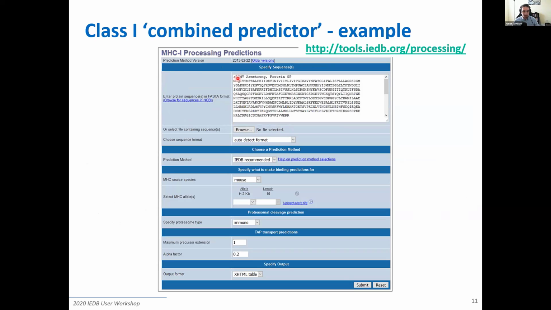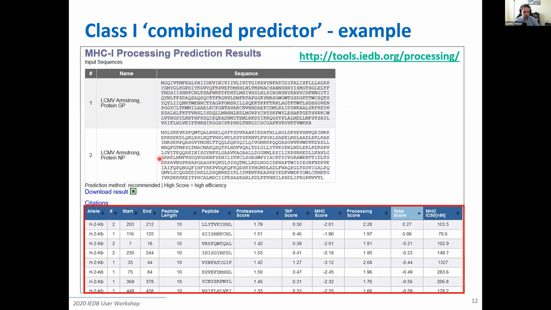So this is your overall interface. You upload your protein sequences, you specify the alleles you're interested in, and then the parameters I just talked about. Hit submit, and here's your output.